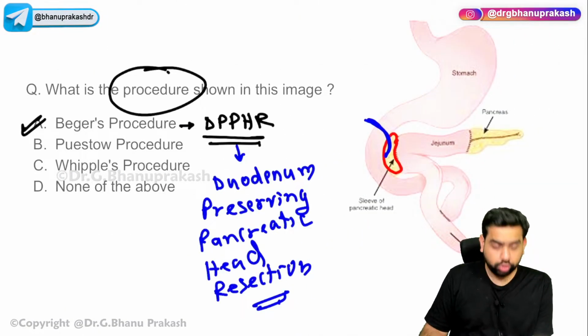Option B में क्या होता है, sir? Okay, so what is option B? Option B is Pustow's procedure. Okay, I'll talk to you about that.